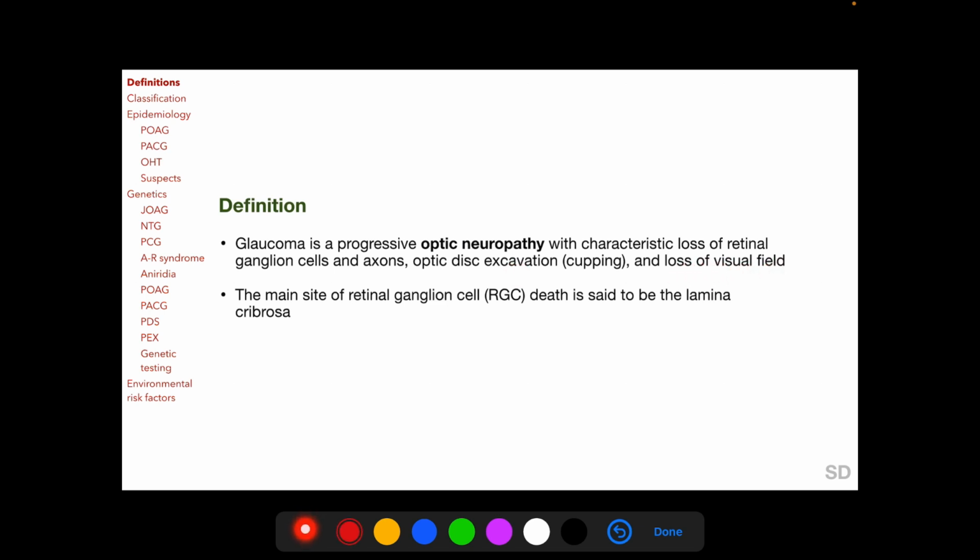And this definition of glaucoma is very important to remember. Significantly, intraocular pressure is not included in the definition of glaucoma. This is because there is no level of intraocular pressure which can help us to label all eyes with intraocular pressure above that level as having glaucoma and to label all eyes having intraocular pressures below that level as not having glaucoma. And in glaucoma, the main site of retinal ganglion cell death is said to be the lamina cribrosa of the optic nerve head.